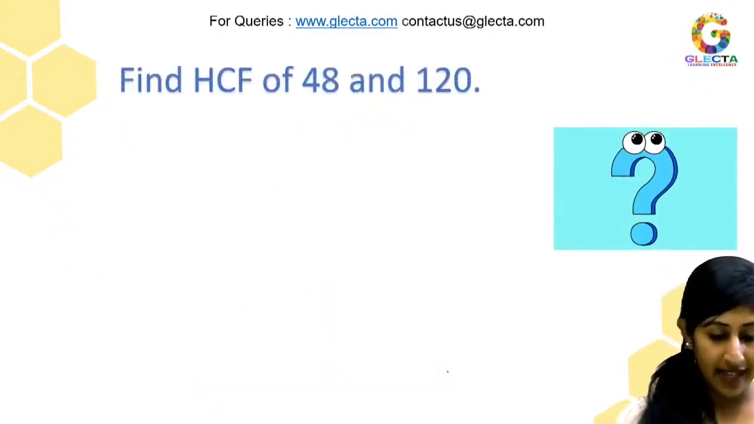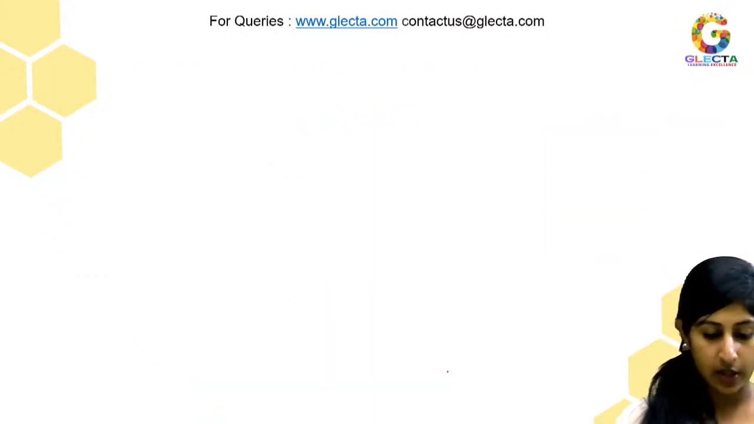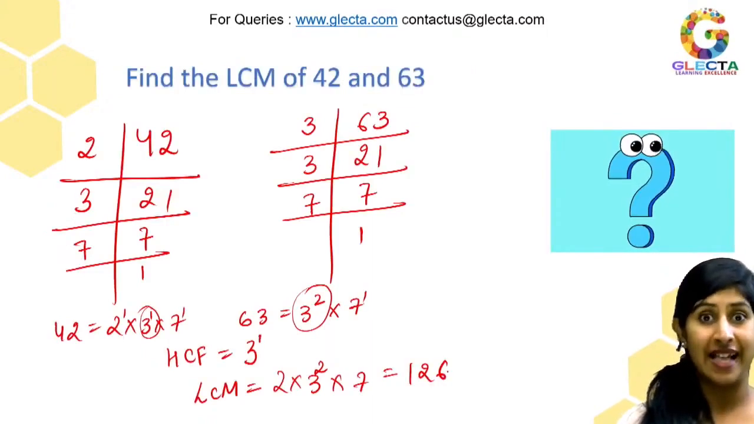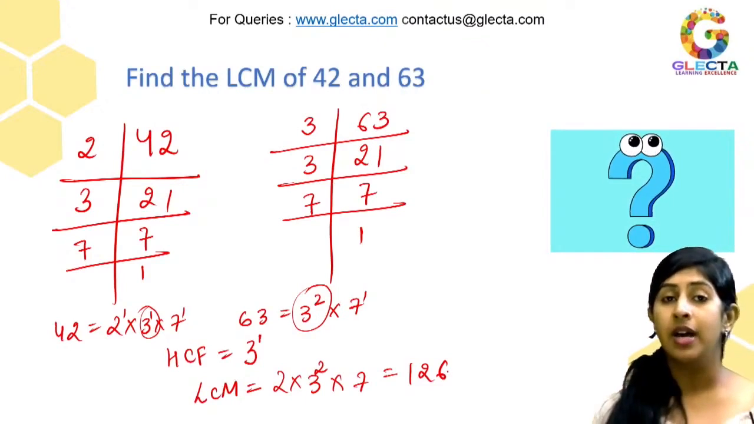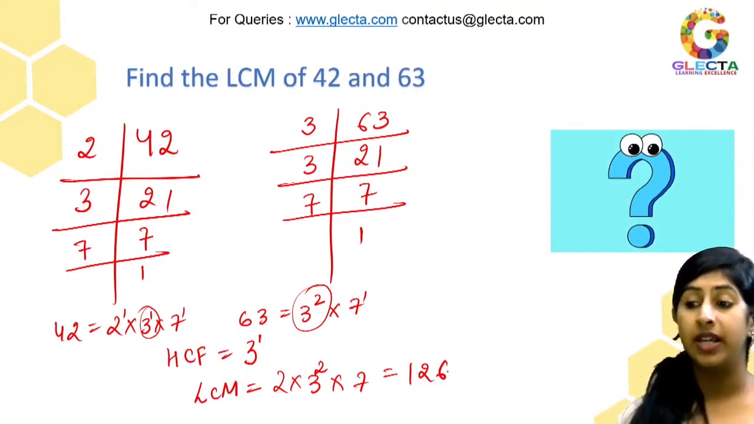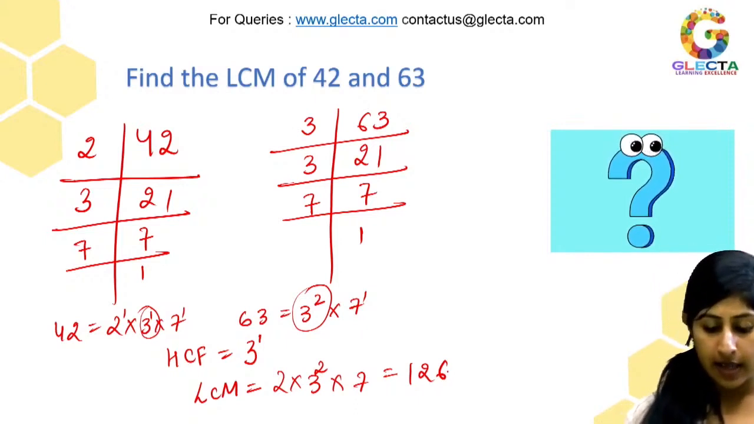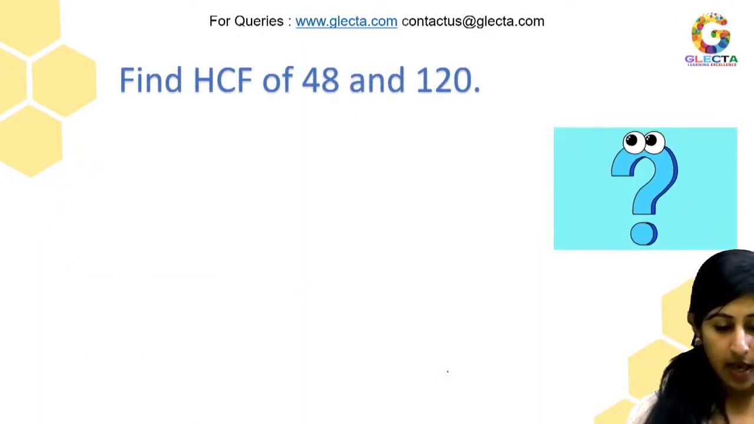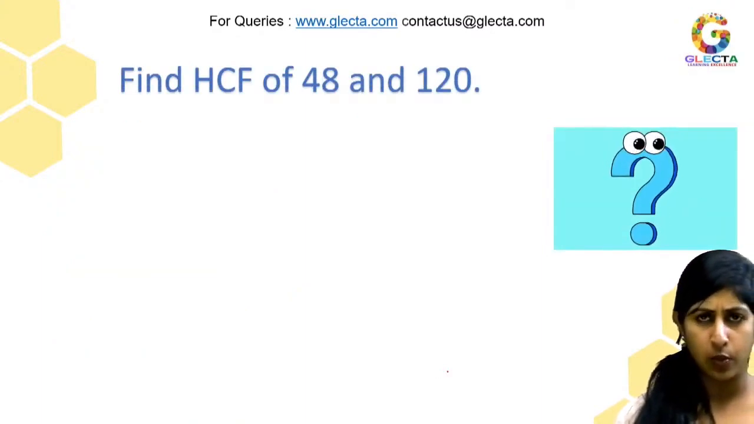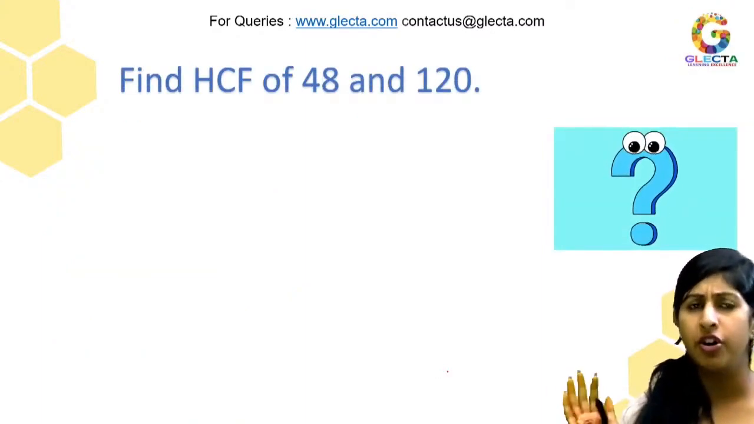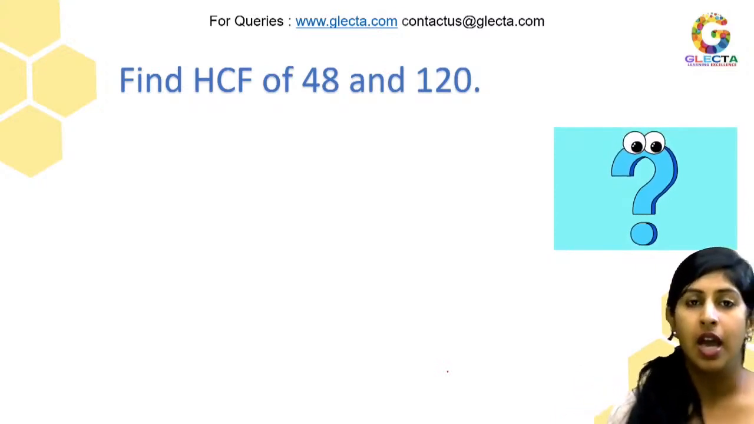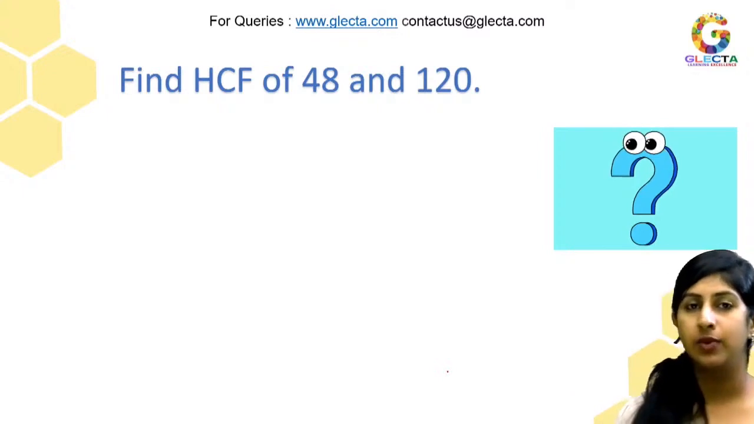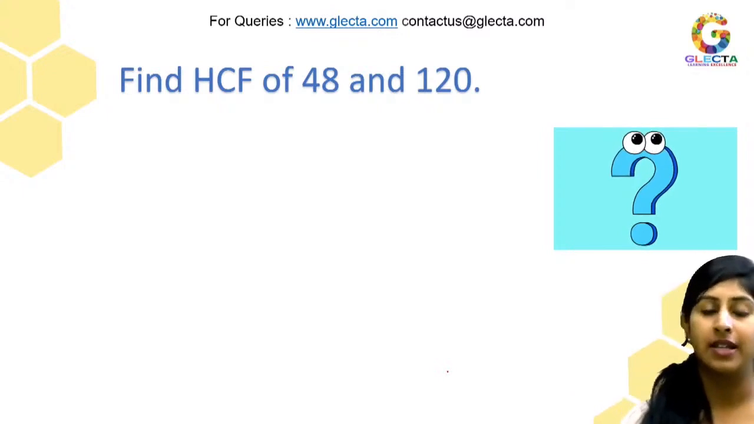Let us find the HCF of 48 and 120. In our previous question we just had to find the LCM, but we calculated both. So you can see how this technique is useful in calculating both LCM as well as HCF. Similarly, I can find the HCF of 48 and 120. Although I'm just asked about the HCF, if we are following a technique, we can use the same technique to find the LCM as well as the HCF.